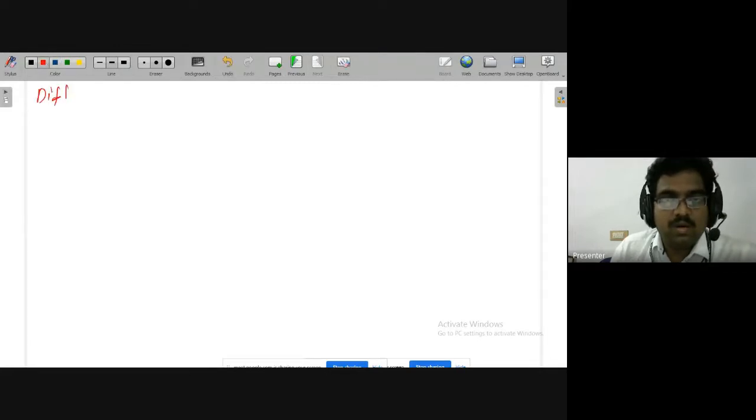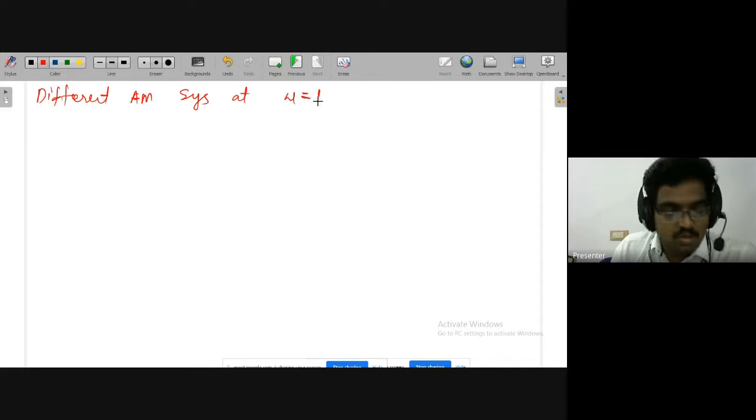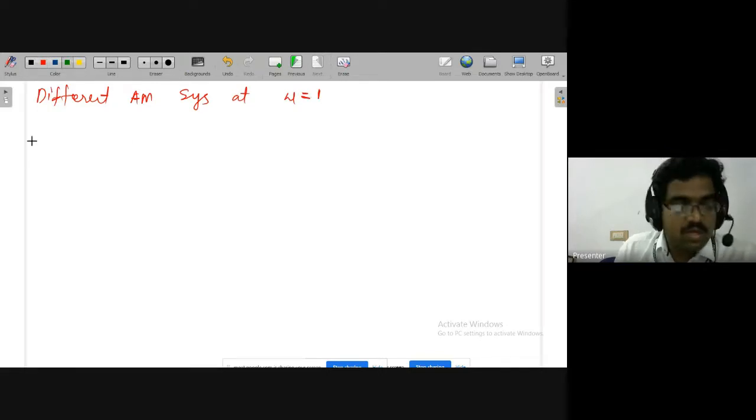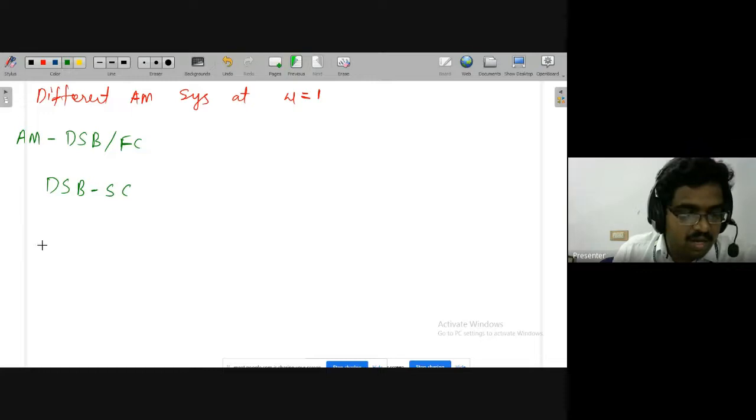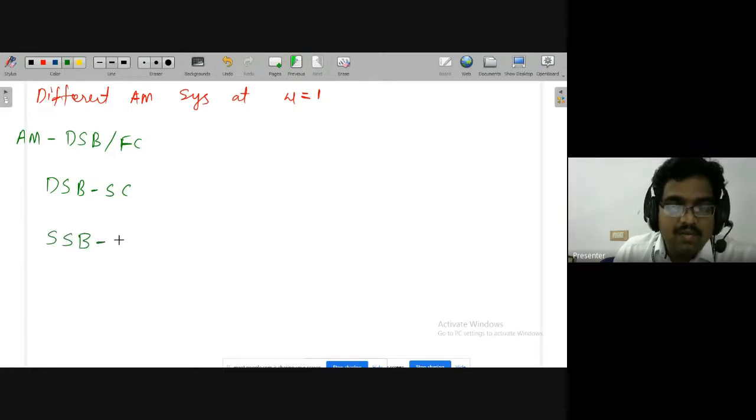Different AM systems at mu equal to 1. The another name for AM is double sideband full carrier. Then double sideband suppressed carrier. Again, single sideband full carrier, and single sideband suppressed carrier.